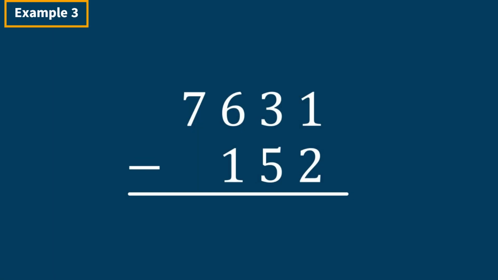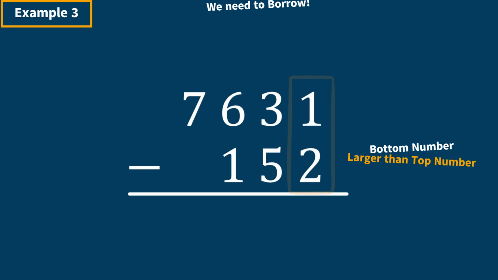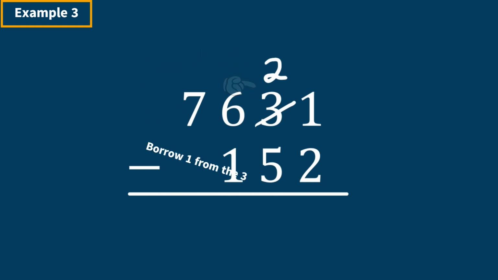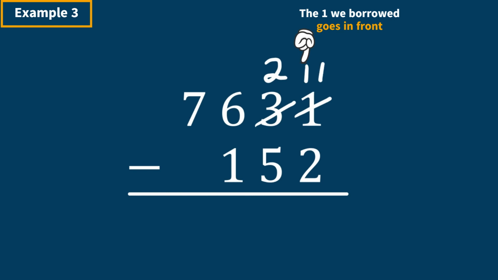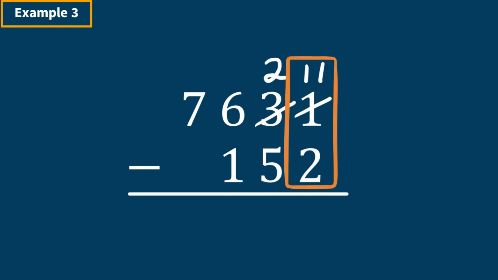Example number 3. We have 7,631 minus 152. Let's look at the first column. We see that the bottom number is larger than the top number. That means we have to borrow. So we're going to borrow from the 3. Borrowing 1 from the 3, that's going to make this a 2. Now, this 1 is going to become an 11. Let's look at the column again. We have 11 minus 2. That's going to make 9.